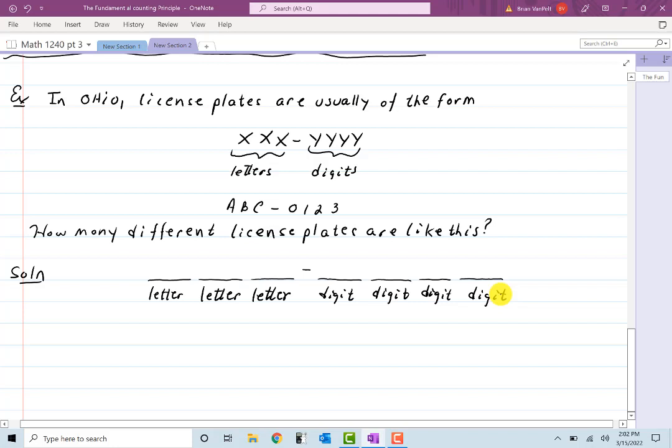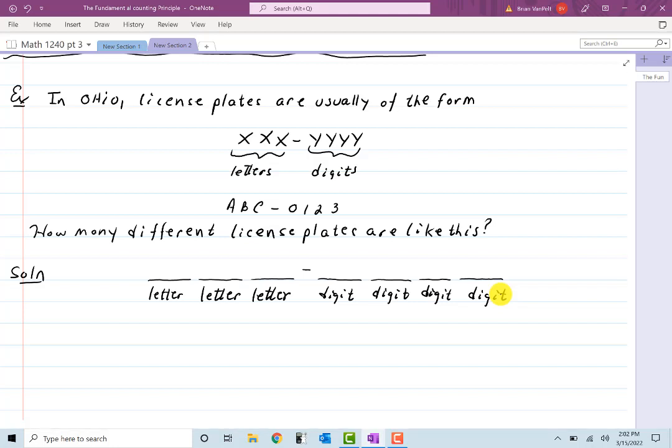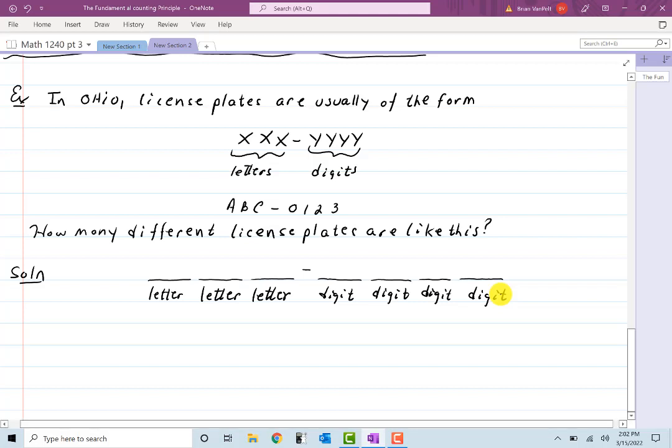So let's see, for each letter, it doesn't say anything about us not being allowed to reuse letters or not. So I guess we can repeat letters. With that in mind, then we have 26 choices for the first letter, 26 choices for the second letter, and then 26 choices for the third letter. And then the digits, they go from 0 to 9, so we have 10 choices for each digit.